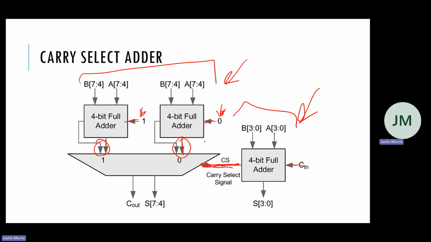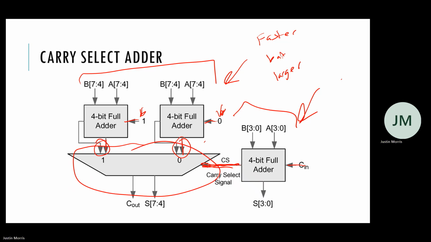But again, this is faster, but more, well, let's just call it larger, right? It's 50% larger than it needs to be, right? Plus some more because we have this multiplexer. Yeah, about twice as fast.